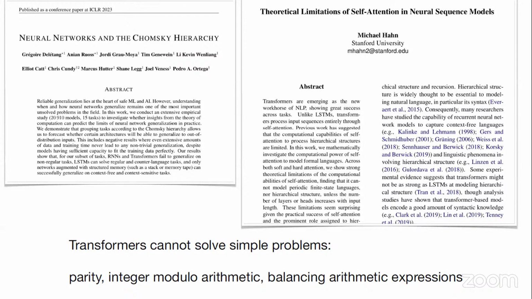With a two-state finite state machine, I can do parity, right? I just keep looking at the bits coming in. And if I get an additional bit and I've seen an odd number of ones, then I flip to the next state. If I see an even number, I flip back and so on. So I just need two states in a finite state machine to do parity. And yet I cannot do that with a transformer because I cannot keep state arbitrarily. I can't do integer modular arithmetic. I can't balance arithmetic expressions. So these are called Dyck languages.